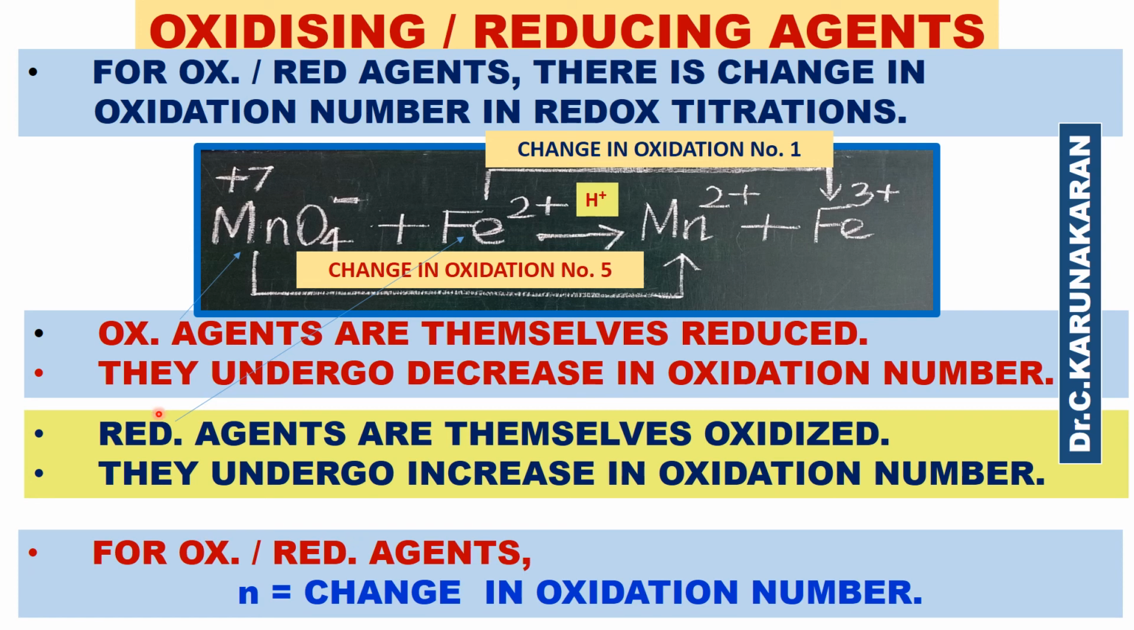So, reducing agents are themselves oxidized. They undergo an increase in oxidation number, for example, plus 2 to plus 3, whereas oxidizing agents undergo a decrease in oxidation number, for example, plus 7 to plus 2. So in redox titration, there is a change in oxidation number of oxidizing agents and reducing agents.